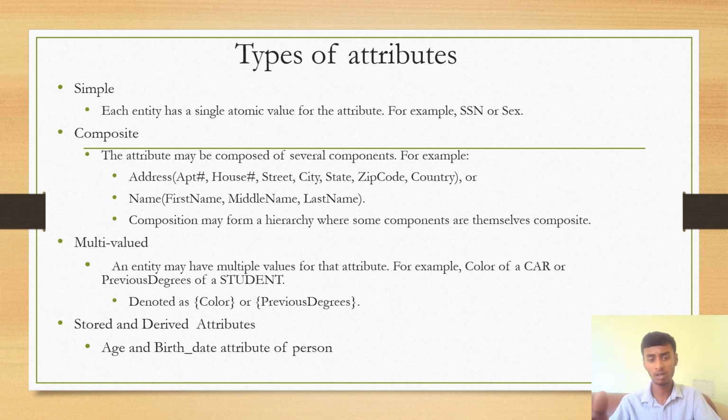And we'll come to the stored or derived attributes, attributes that are derived from another attribute. Let's take date of birth. If your date of birth is 2004, and if you want to calculate the age, current year minus the date of birth, you can get the age of a person.